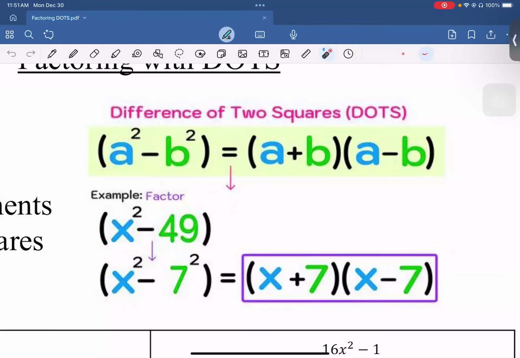So in this example right here, we have two terms, we have subtraction, we have our even exponents, and we'll assume here that A and B are some perfect squares. So anytime we see something like this, your final answer should look a little bit like this. And we'll see some more examples as we go on.